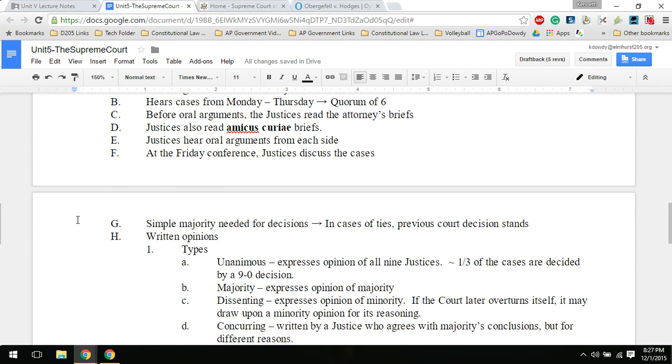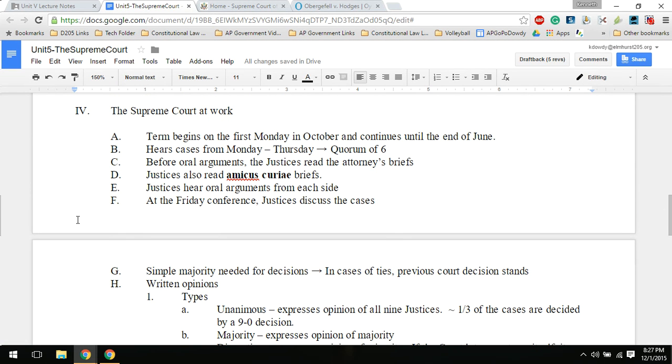So opinions are written by usually one person. The Chief Justice decides, if he's in the majority, who writes the opinion. If it's a key case, he's probably going to write it, because that case could be later referenced in history. So he might want his name tied to it.